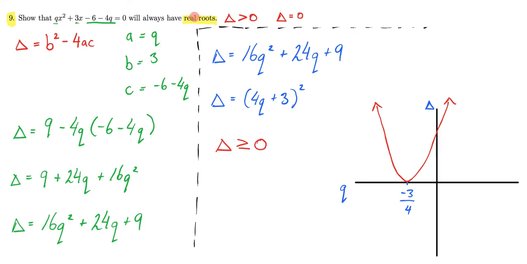And this demonstrates that my discriminant is greater than or equal to 0, and therefore I will always have real roots. Hopefully this explanation has been helpful to you, and if you do have any questions, please don't hesitate to come find me and ask.